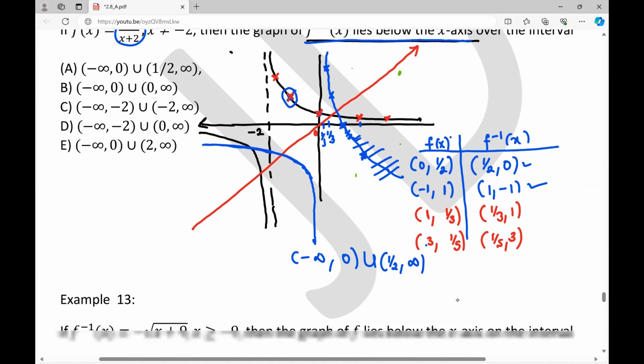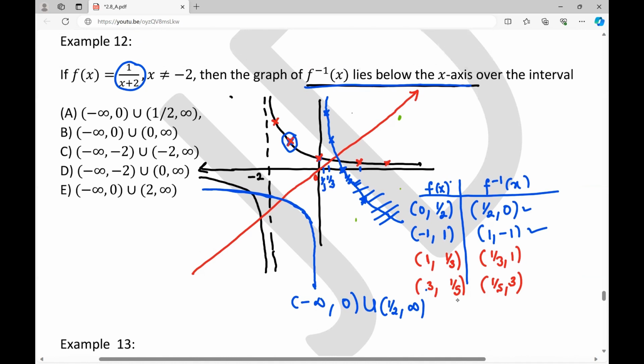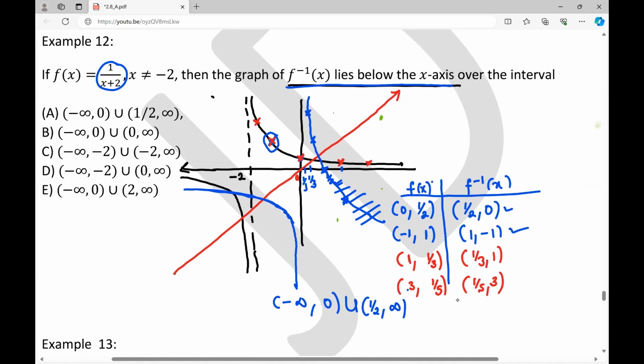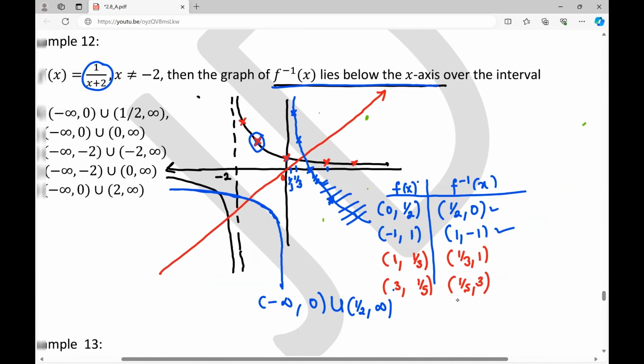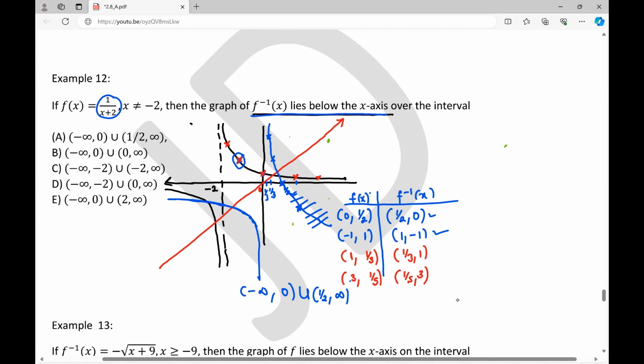Now, here is a little bit, we can do this one more faster and more interesting. We don't have to graph. So let me do it somewhere here. This is an alternative method.